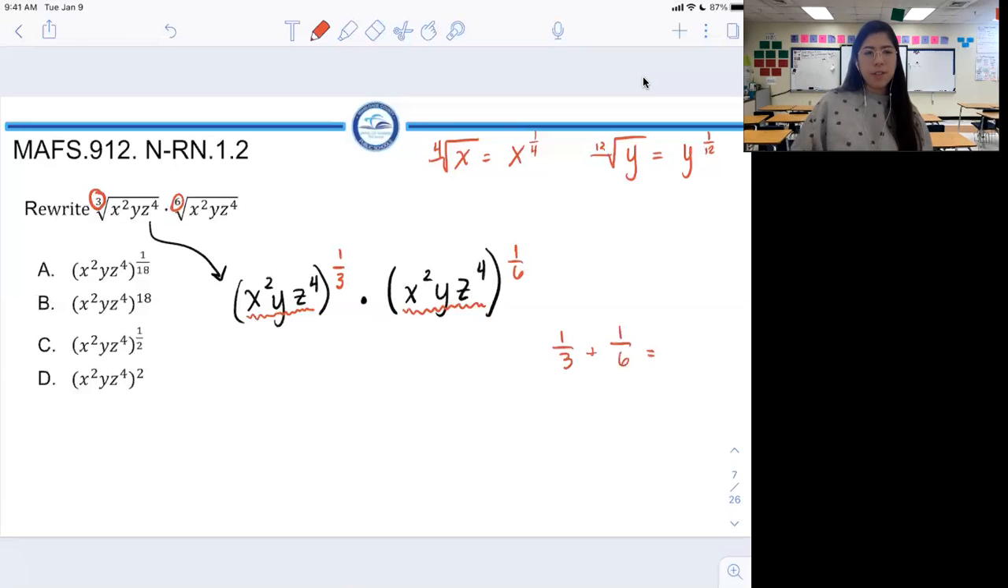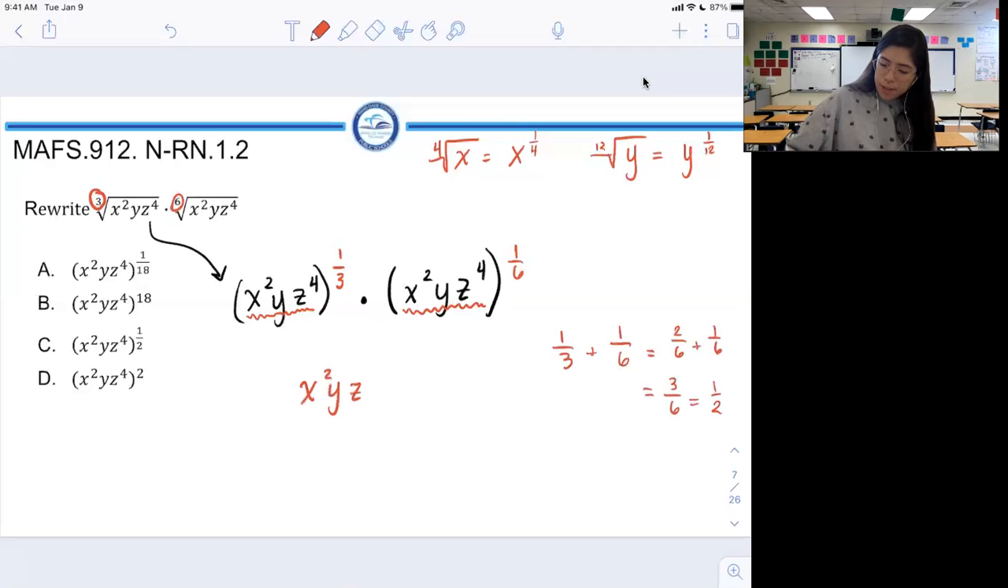1/3 plus 1/6, how do I do that? Common denominator, which would be 6. 2/6 plus 1/6 is 3/6, which is exactly 1/2. So at the end, we end up with x squared y z to the power of 4, all to the power of 1/2. Answer choice C. Questions on that?